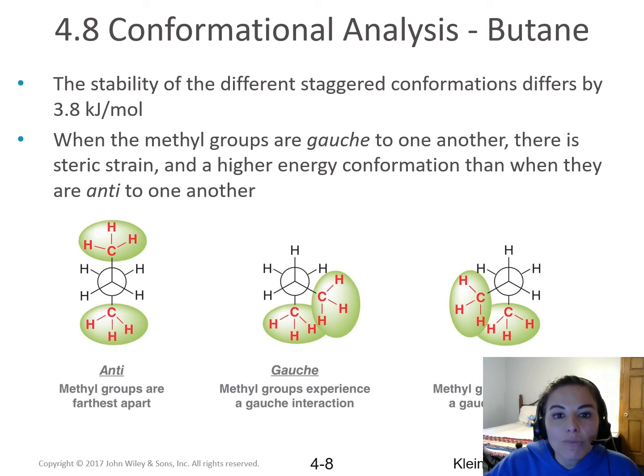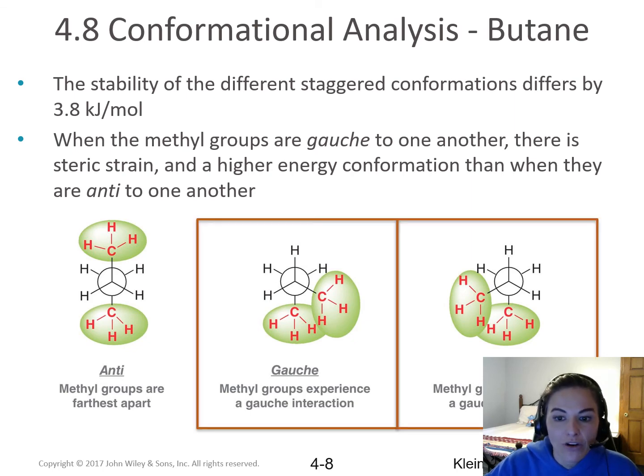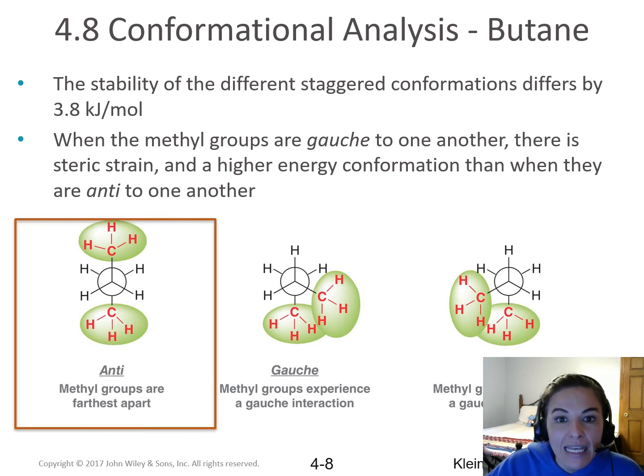When the methyl groups are gauche to one another, as in these two pictures, okay, there is a steric strain and a higher energy conformation because those methyl groups, while not eclipsing, are near each other and they're both bigger groups, okay? This is opposed to the more stable anti conformation. In the anti conformation, they are 180 degrees apart from each other and they are not in each other's way. It is much more stable.